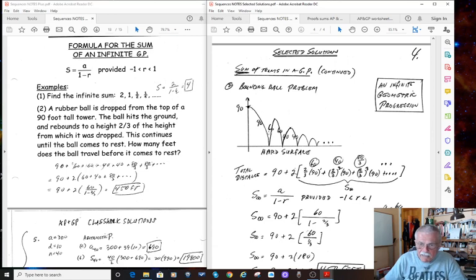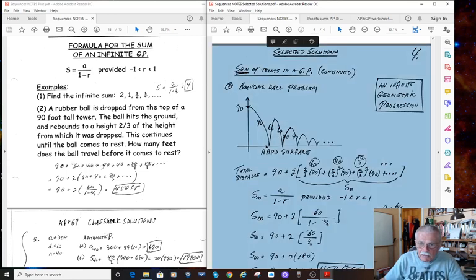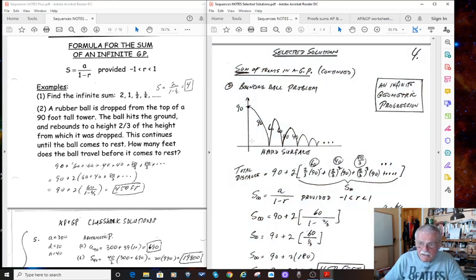It drops down 90 once. And then up 60 and down 60, up 40 and down 40, up 2/3 of that and down 2/3 of that, and so forth and so on. So in other words, the 90 occurs once, and the 60 and the 40 and so forth occur twice, right? Once up, once down, up, down. Okay, so I factor out a 2, and here's what I'm looking at.